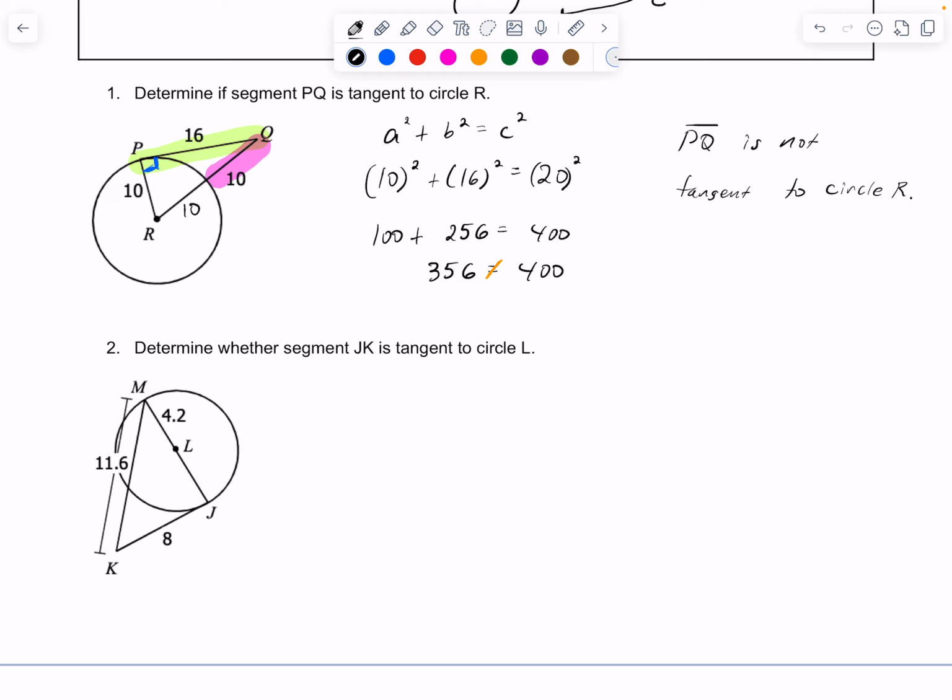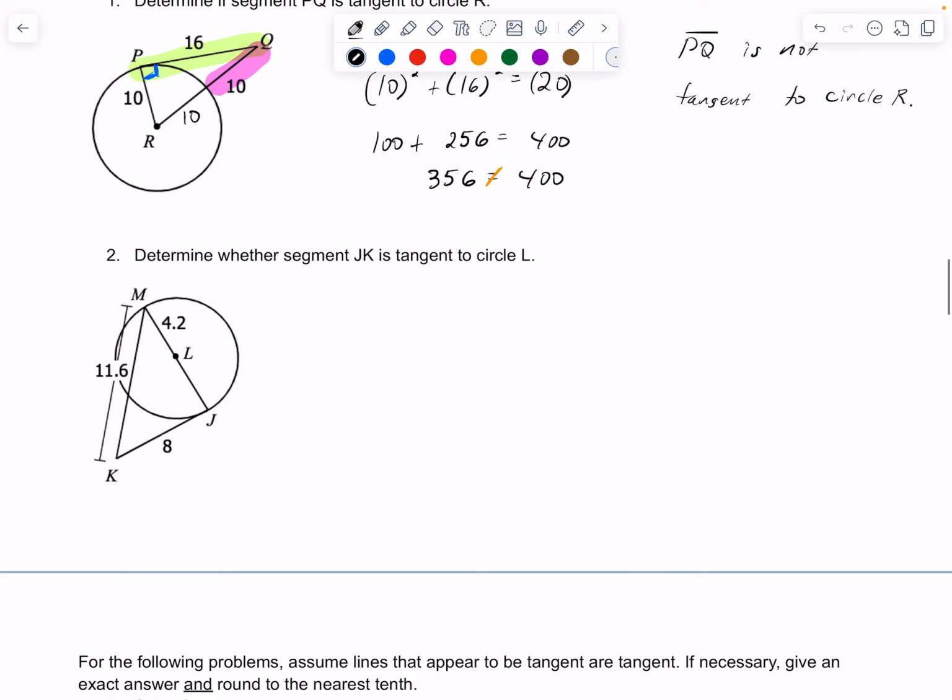Okay, let's do the same thing with number 2. Determine if JK is tangent to circle L. So I'll make that right angle again here. All right, so let's set up our Pythagorean theorem to see if this is going to be a true statement. I notice that this is also 4.2. So one of the legs is going to be 2 radii, or the diameter of 8.4. So square that, plus 8 squared equals 11.6 squared.